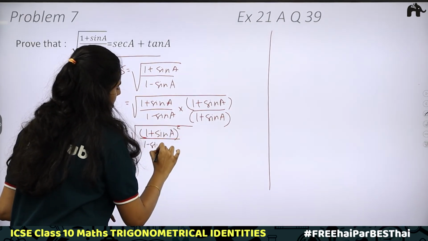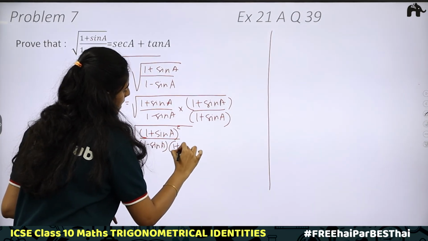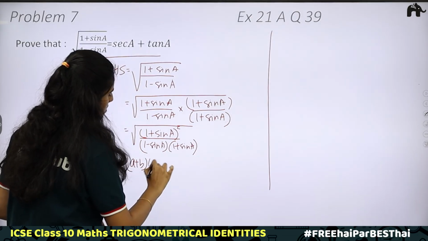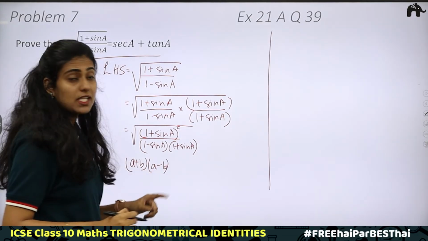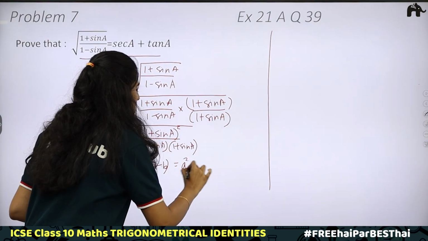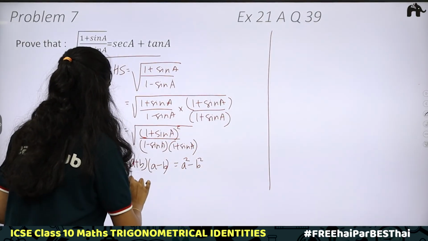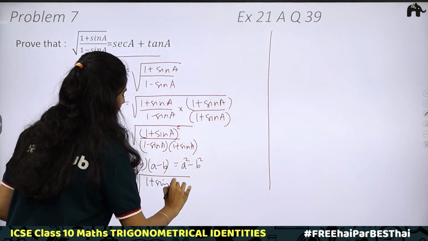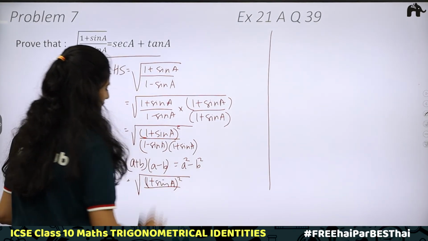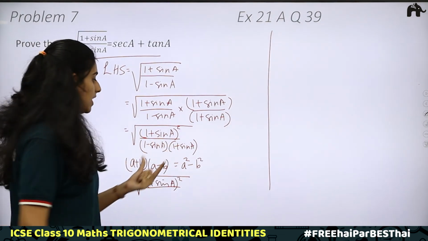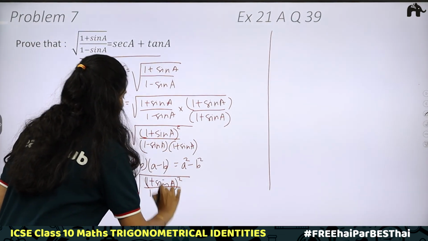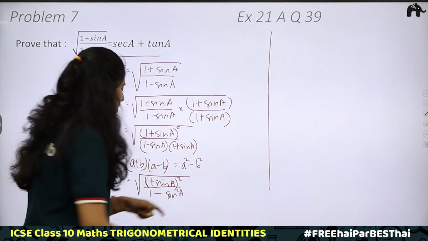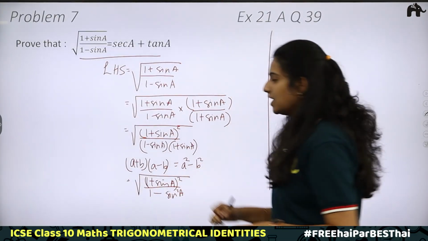We have 1 minus sin A into 1 plus sin A, which is of the form A plus B into A minus B, and we know A plus B into A minus B is equal to A square minus B square. That is root of 1 plus sin A whole square divided by A plus B into A minus B, which can be rewritten as 1 square minus sin square A. Okay, 1 minus sin square A. What is 1 minus sin square A?